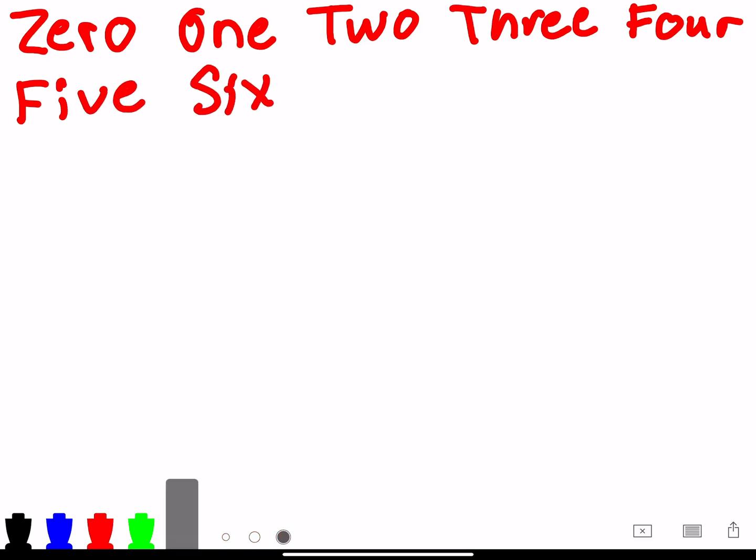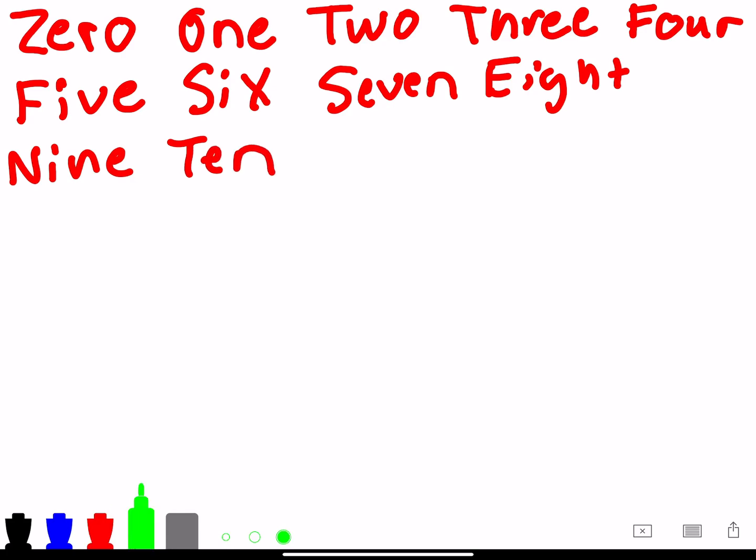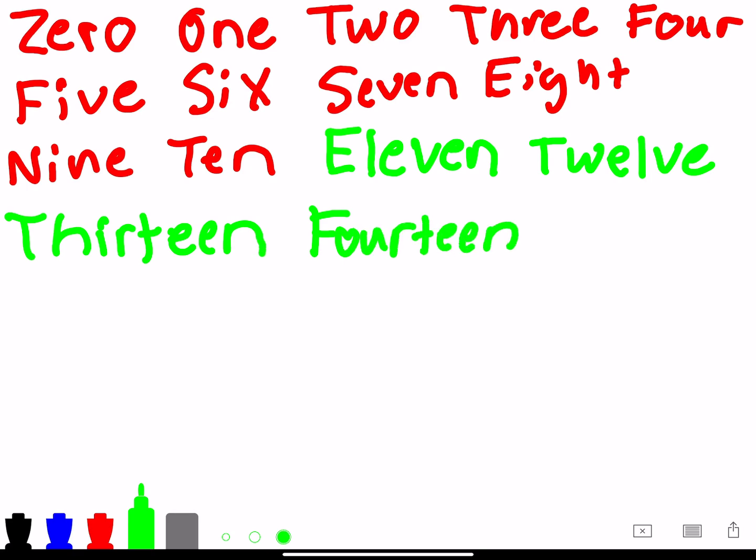6. I'm going to make my eye a little better, and actually I'm just going to redo my 6. 6, 7, 8, 9, and 10. 11, 12, 13, of course I messed up my T in 13, and then we have 14. Maybe make my N a little better because that looks like an R.